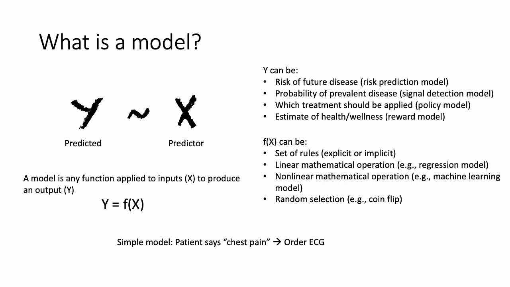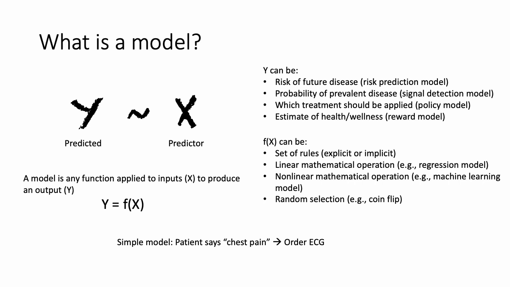Y can be the risk of a future disease. We call these risk prediction models. It can be the probability that you have some prevalent disease at the time they're giving us the information. We call these signal detection models. It can be which treatment should be applied based on what they've told us. We call these policy models. Or it can be an estimate of their overall health and wellness. We think of this as a reward model.